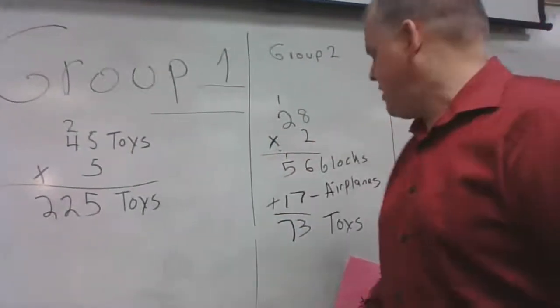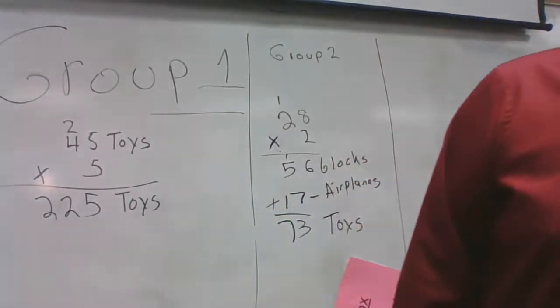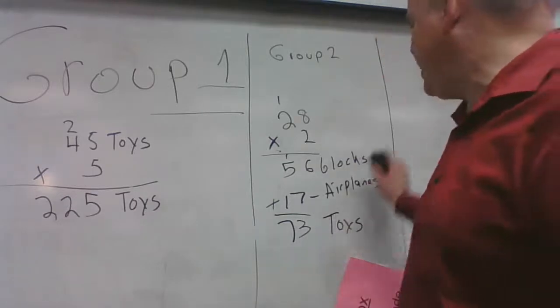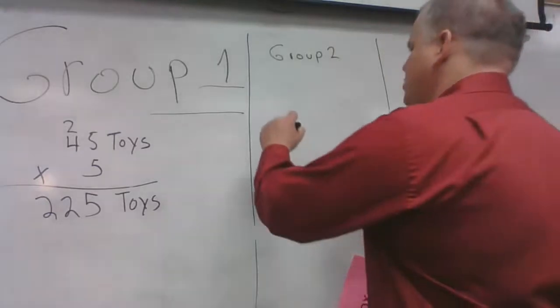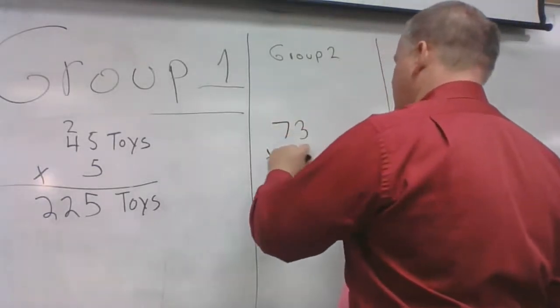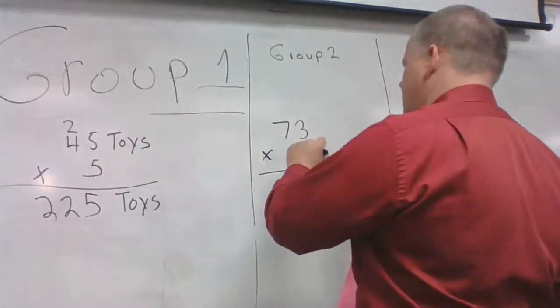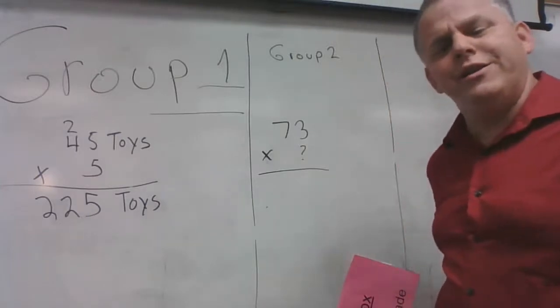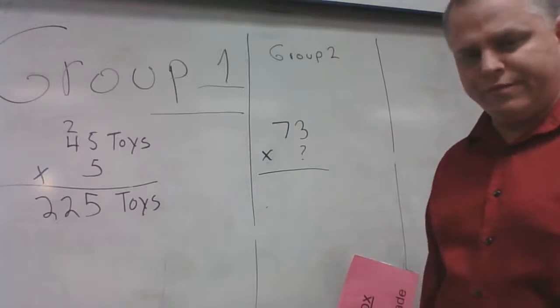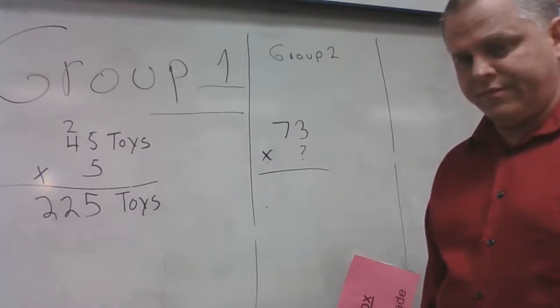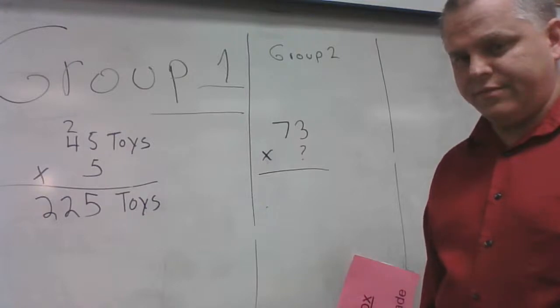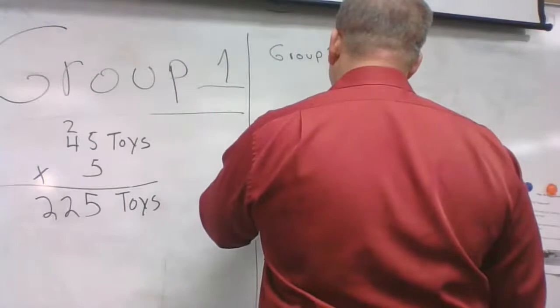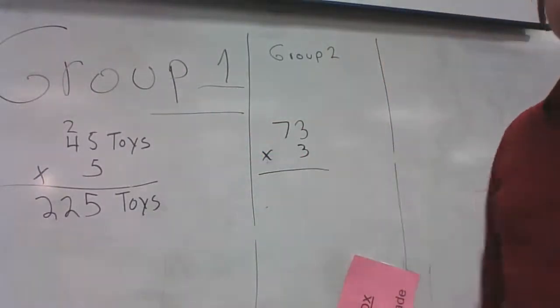Okay, so now we know that number. Group 2 made a total of 73 toys, but how many toy makers were there? We have to multiply that by the toy makers. How many toy makers are there in group 2? Yes, great job, Adriana. Look at that. I like that positivity. How many toy makers were in group 2? Three. That's right. 3 toy makers in group 2. 73 times 3. Give it a try.